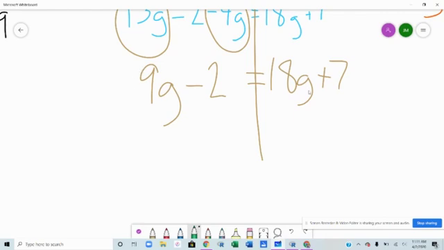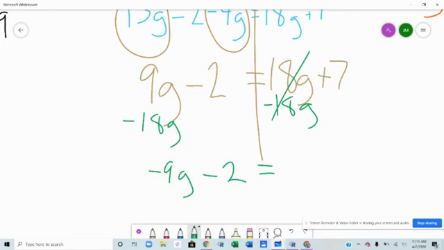So we have a 9g and an 18g on different sides, so we need to move one. Since this is a positive 18g, I can subtract 18g from both sides. 9 minus 18 is negative 9g. Still have minus 2 equals 18g minus 18g is gone. I just have 7.